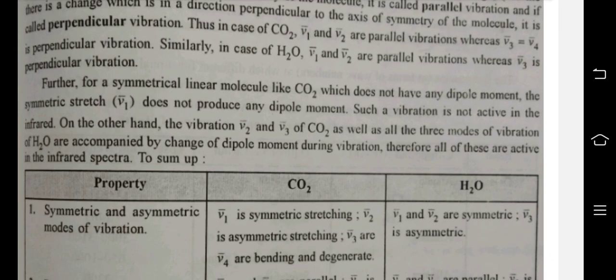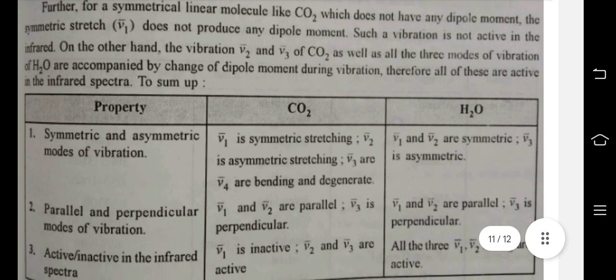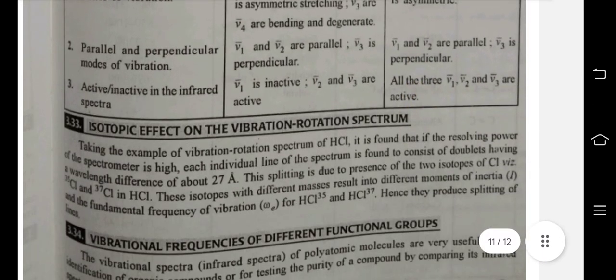Further, for a symmetrical linear molecule like CO2, which does not have any dipole moment, the symmetrical stretching does not produce any dipole moment. Such a vibration is not active in IR. On the other hand, the vibrations nu2 bar and nu3 bar of CO2, as well as all three modes of vibration of water, are accompanied by change of dipole moment during vibration. Therefore, all these are active in the IR spectra.